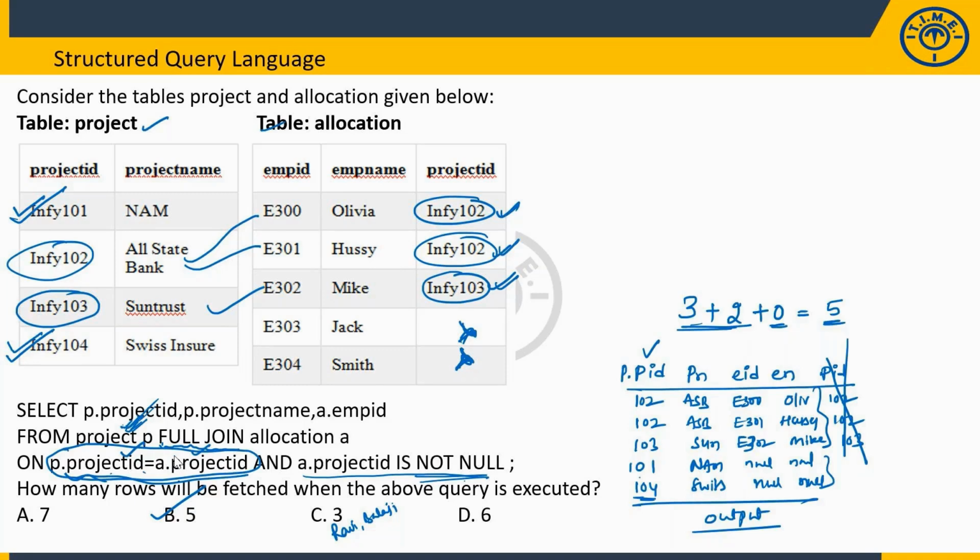Got it? So the answer is 5, not 3. Balaji, is it okay? Yes, sir. Done.